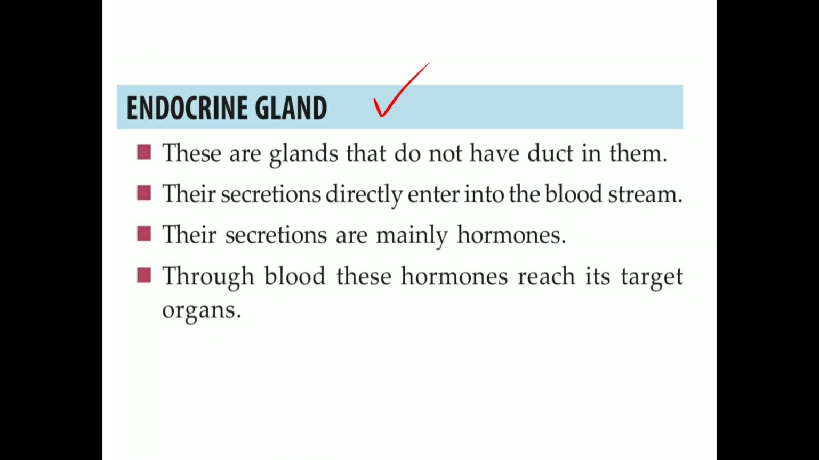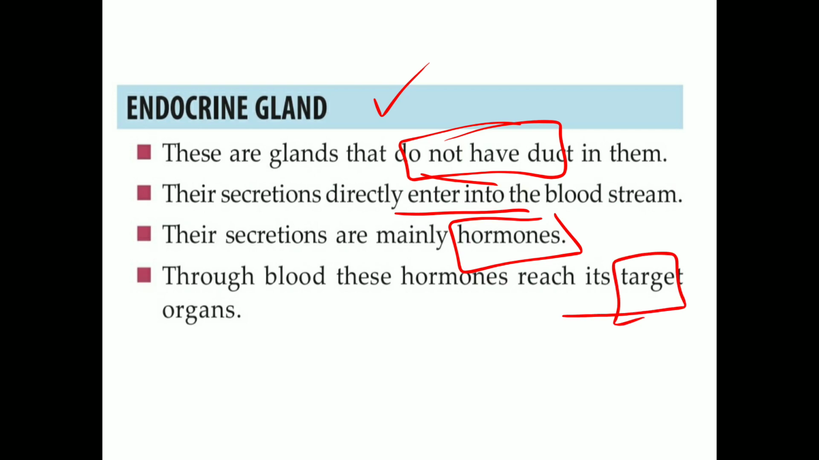And now we'll discuss endocrine glands. These are the glands that do not have ducts in them. The secretions directly enter into the bloodstream. There are capillaries present in the gland, and their secretions enter into those capillaries, and through those blood vessels and through the bloodstream, these hormones secreted by endocrine glands will reach the target organs. The secretions are mainly hormones, and through blood these hormones will reach their target organs.